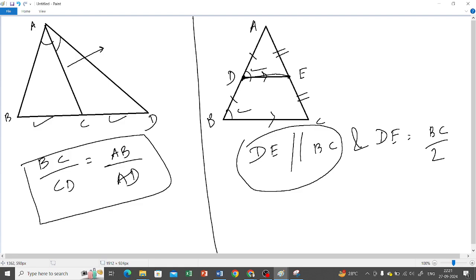So the conclusion is that DE is parallel to BC and DE is half of BC.